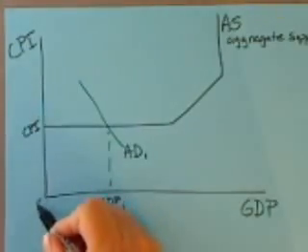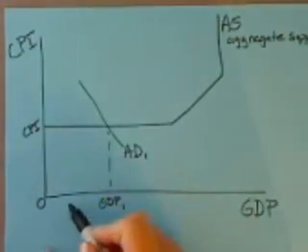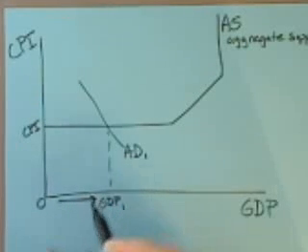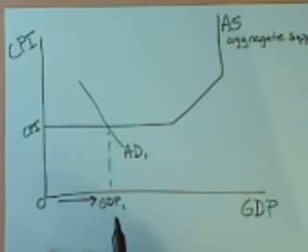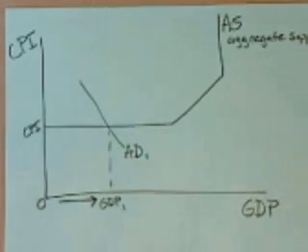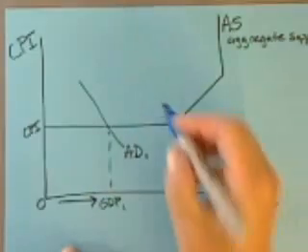So between 0 and AD1, the first GDP has increased from 0. So we have some GDP, some amount of goods and services being produced in the society. If we move then from AD1 up to AD2, still on the horizontal section, let's do that and see what that would mean.